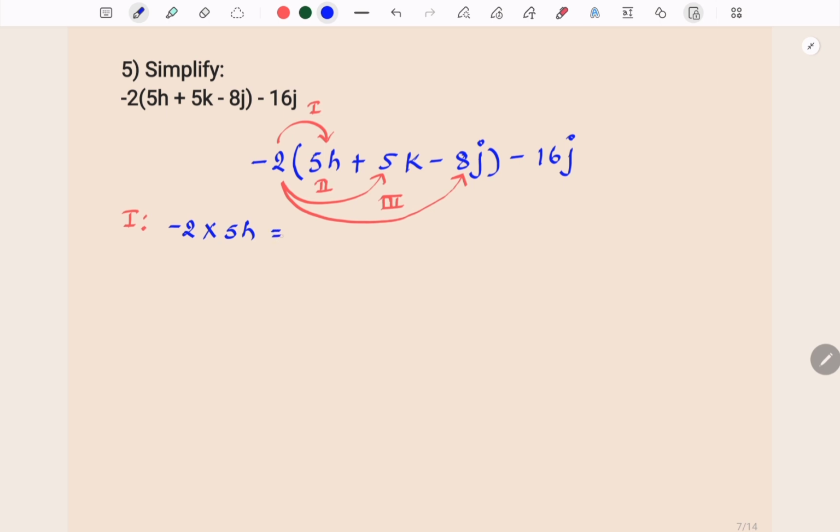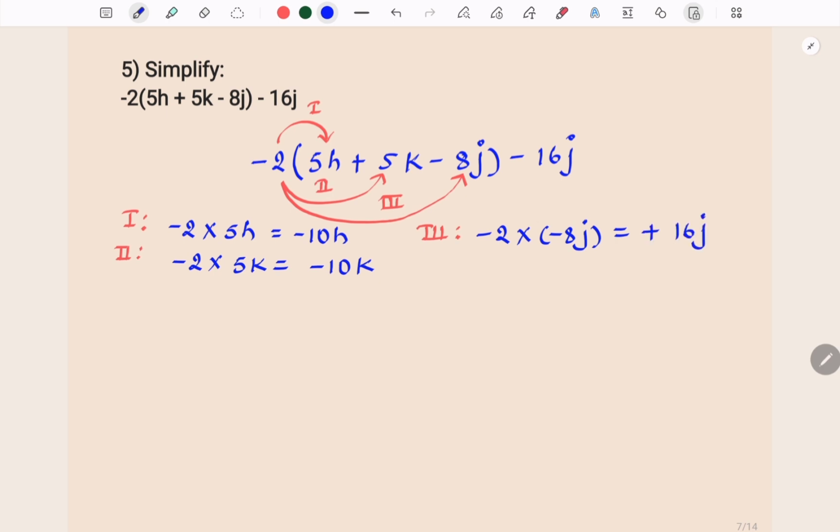Minus 2 times 5h is minus 10h. The second multiplication is minus 2 times 5k, that is minus 10k. And the third multiplication is minus 2 times minus 8j. So this will be minus 2 times minus 8j is plus 16j.